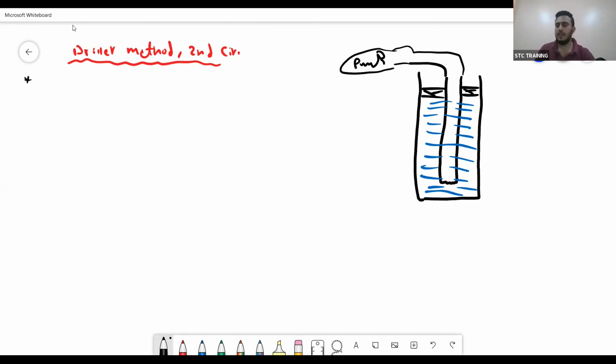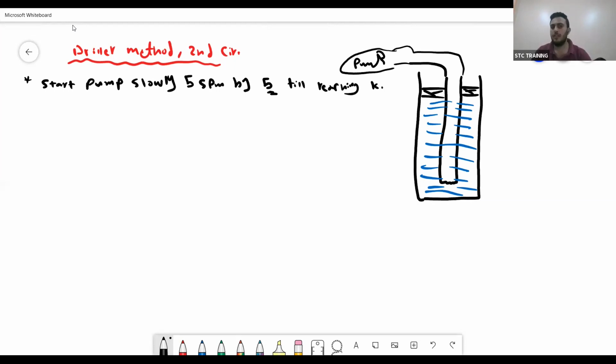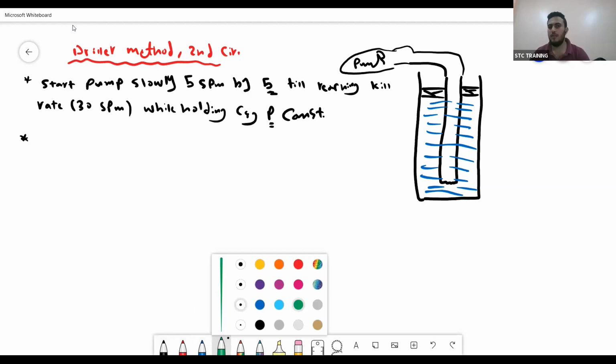So here, the second circulation has steps that need to be followed. Number one is to start the pump slowly, 5 SPM by 5 SPM, till reaching kill rate, say 30 SPM, while holding casing pressure constant. Okay, now here we start pumping mud from the pump.